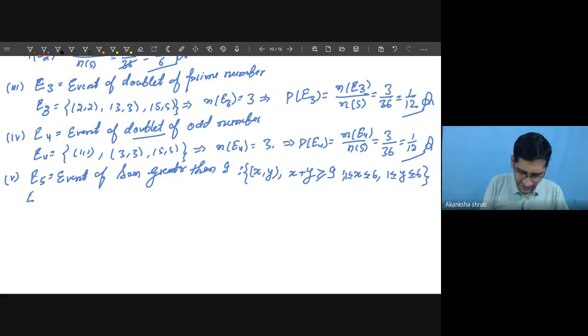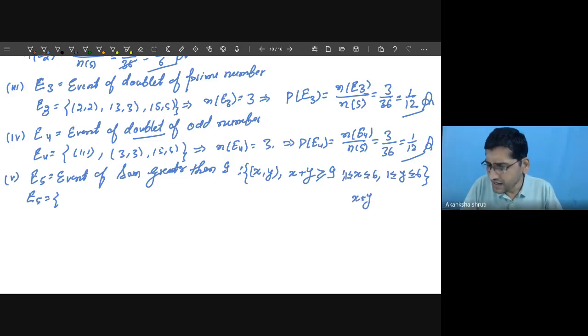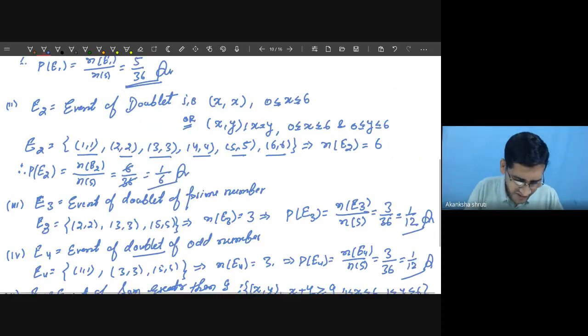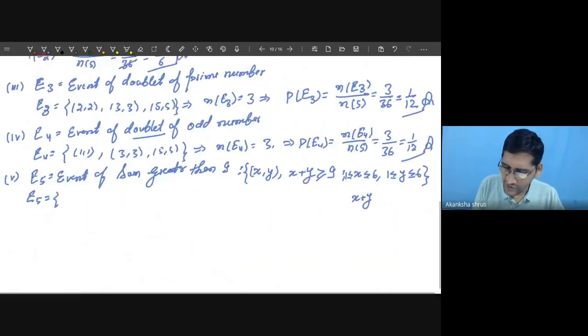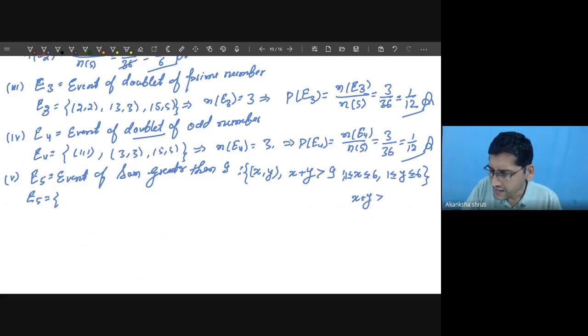So write down the E5. Students, the sum should be greater than 9. Means the x plus y greater, equal or only greater? Event sum greater than 9, so the equality sign should not be there. So we shall choose greater than 9.